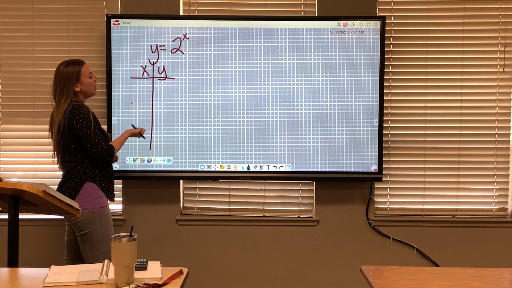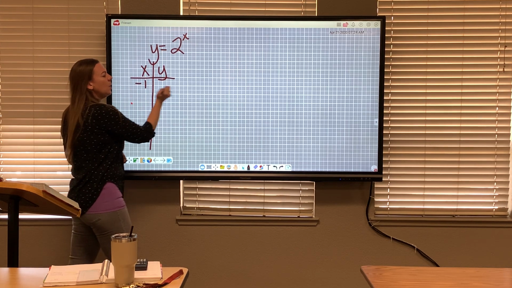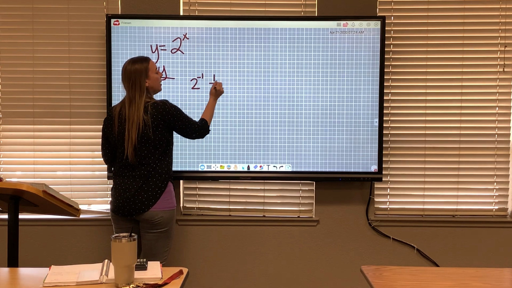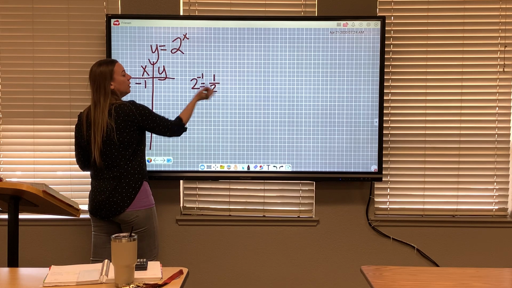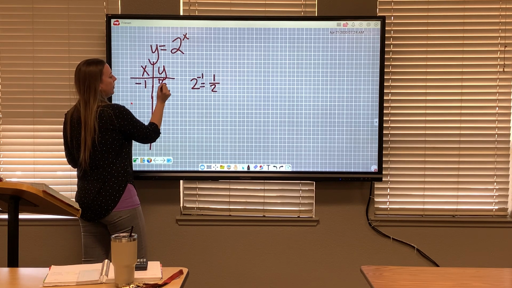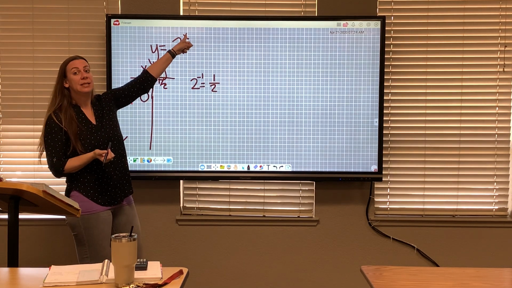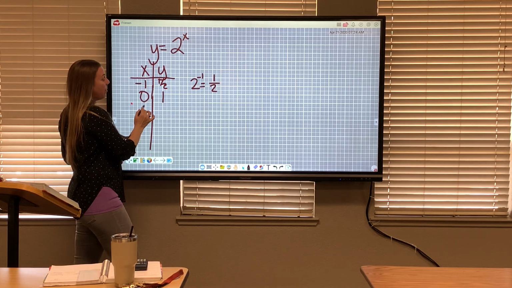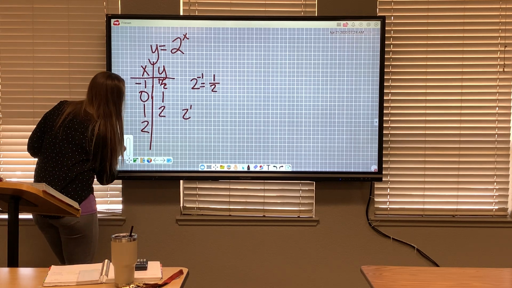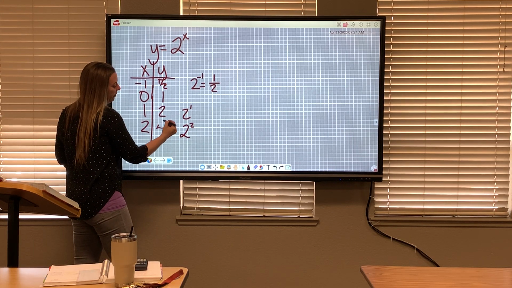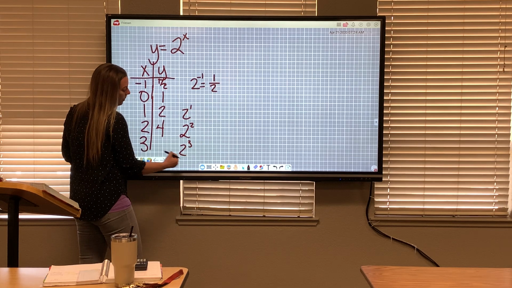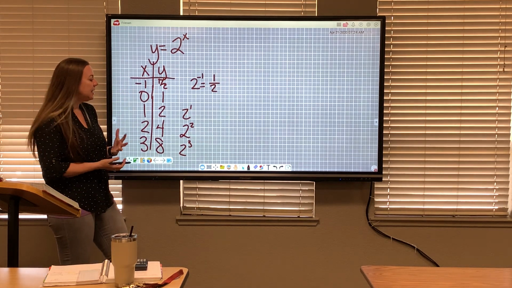I'm going to start, if I do a -1, remember anytime I have a power of a negative, it flip-flops it, so that would become 1 over 2, so this is 1/2. And then if I put 0, anything to the 0 power is 1. If I put 1, that's 2 to the 1 power, which is 2. If I put 2 here, that's 2 squared, which is 4. And if I do 3, that's 2 to the 3rd power, which is 8. So we can kind of get the idea now.